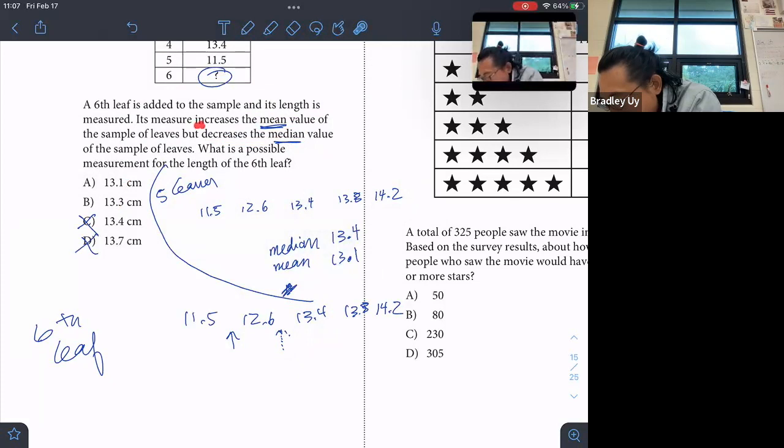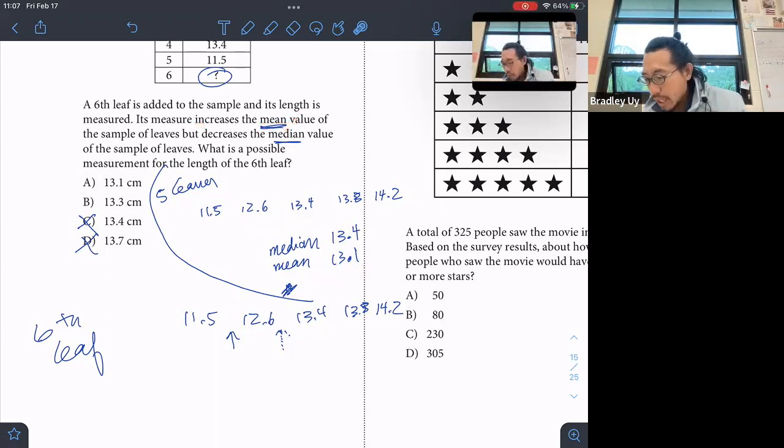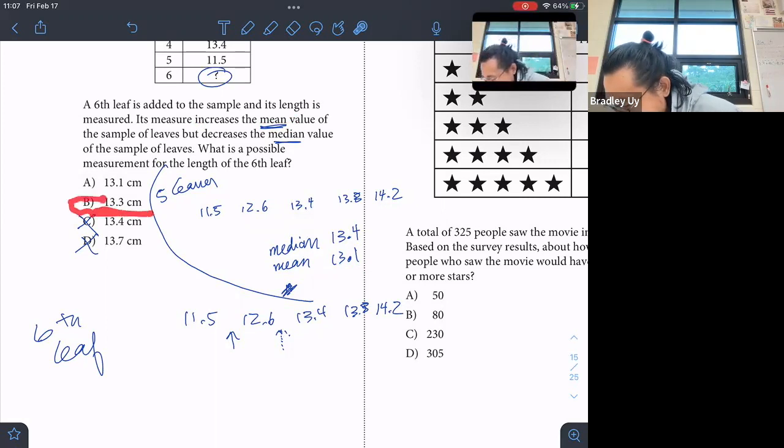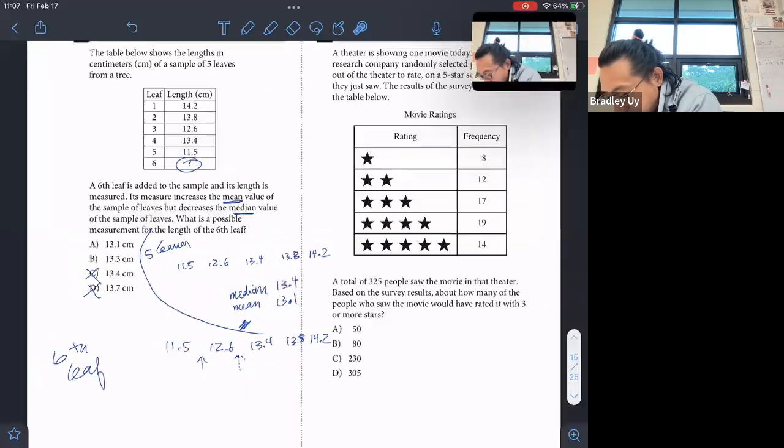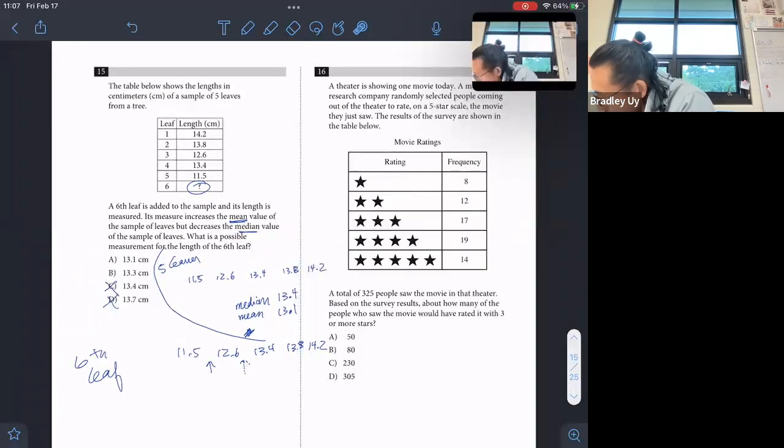The measure increases the mean of the sample. Okay, if it's increasing the mean, which is the average, and the current average is 13.1, we should ensure that we introduce a number greater than 13.1. And so that choice is B. Okay, 15 is B.